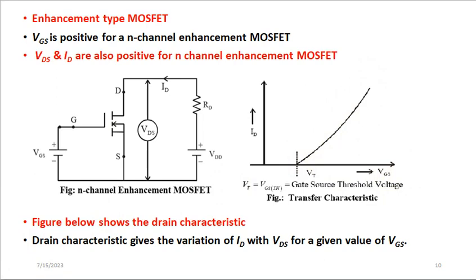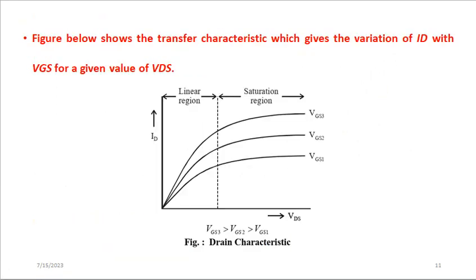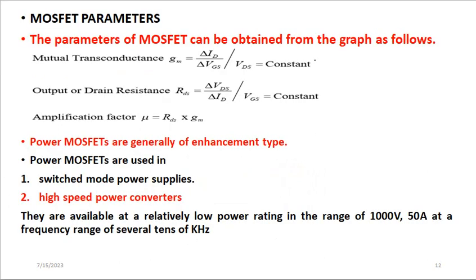Now, this is the transfer characteristic curve also for the enhancement type. It has also 3 regions. Sorry, not transfer characteristic, but the drain characteristic, where we have linear region. I have explained why it is called linear. We have saturation region, and below the curves is called the cutoff region. I have already talked about this, no need of repeating.